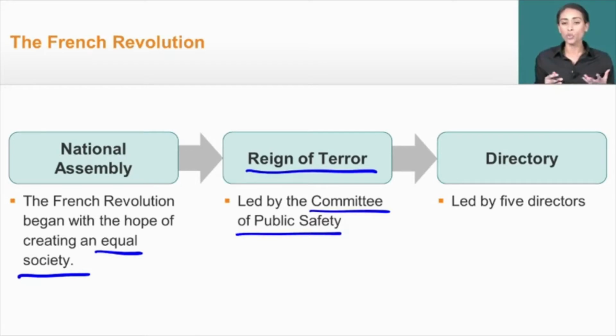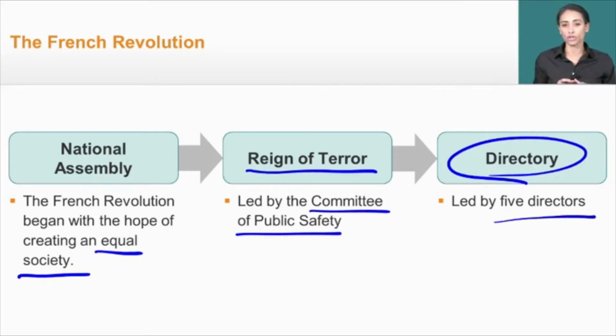Now, following this one-year Reign of Terror, the French government wants to move on. And as a result, they create a new government called the Directory, and they appoint 5 directors of the Directory. Now, this is going to directly lead into Napoleon's rise to power, which we'll talk about next.